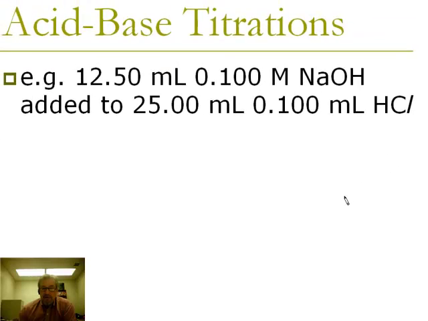So here's an example. Let's say you had 12.50 milliliters of our strong base, which we're going to have in our example here as 0.1 molar NaOH, same molarity as the acid, that are added to the starting quantity of 25 milliliters of 0.1 molar HCl. So let's figure out what's present here at equilibrium. First of all, here's our neutralization equation. H+ + OH- is making H2O.